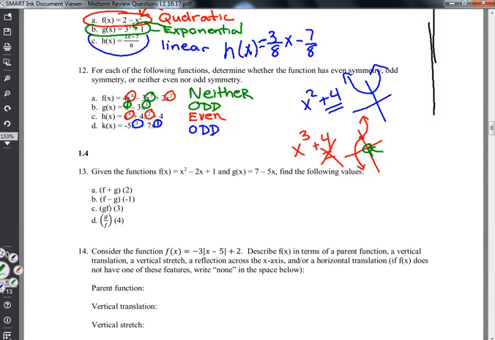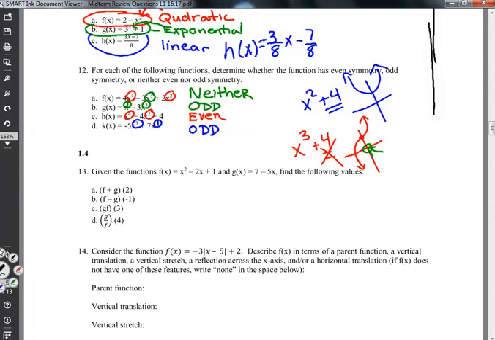Okay, moving on to the next problem. Given the functions, find their values. So there's a couple ways you can do this. You can just add the functions together first, or you can input the number and then just add what you get. Don't forget, this is not f plus g times 2. This is f plus g of 2. So 2 is what you're inputting into this.